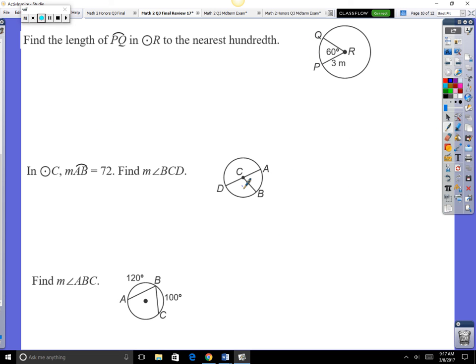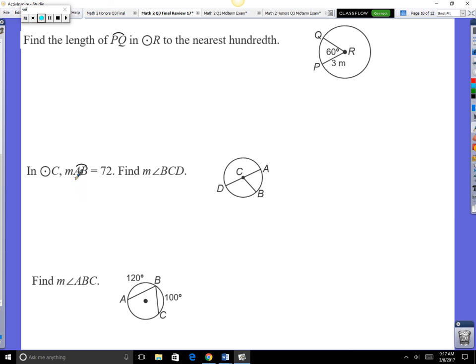Okay, now circle C. They're going to give you the measure of arc AB is 72, so this is 72 degrees, which means this angle right here is also 72. So if you pull from the center, they're the same. And they want you to find angle BCD, so from here to here to here, how much is this angle?